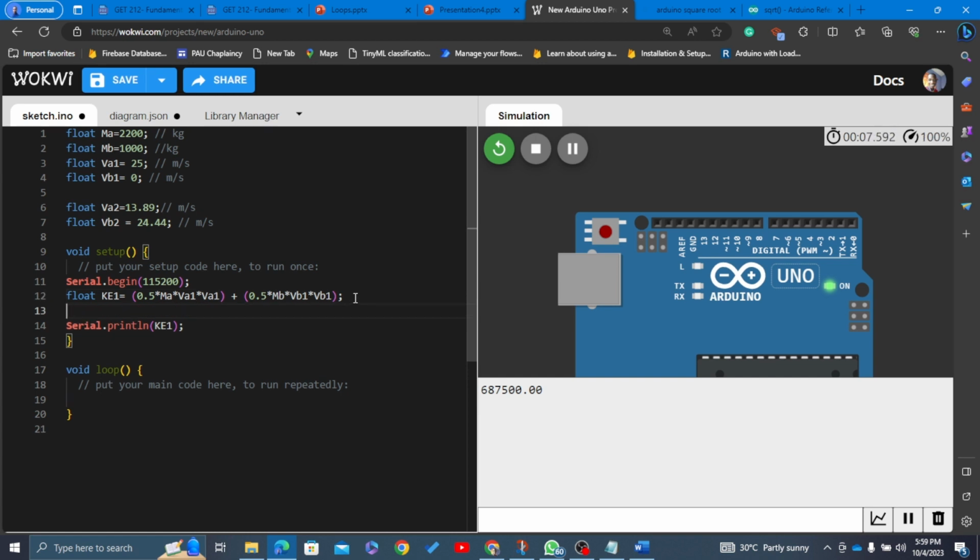Now let's get the kinetic energy after collision. Float KE2 equals to, so let's just copy this one at the top and change the values. So MA is going to be VA2, and the velocities are the ones that are changing, VB2. Now let's print out KE2.